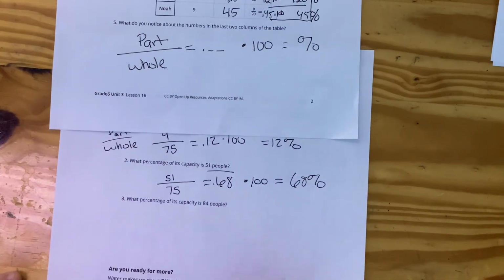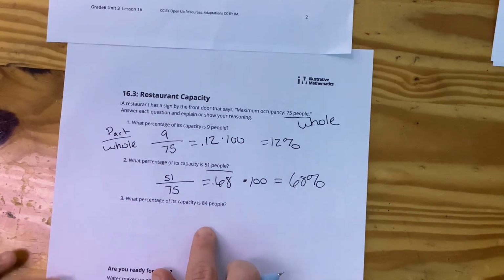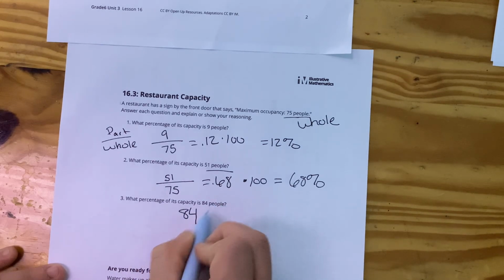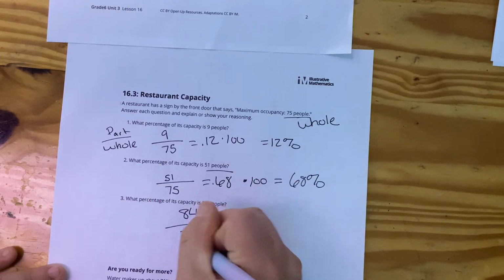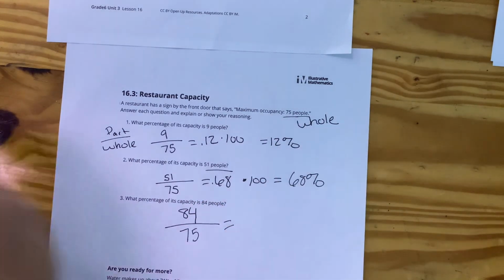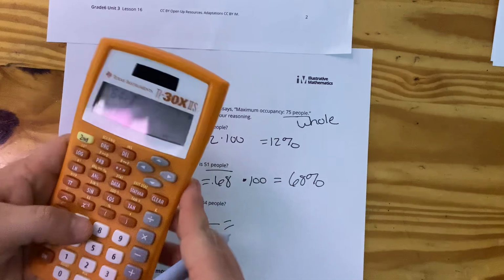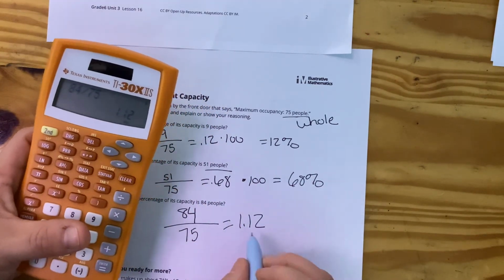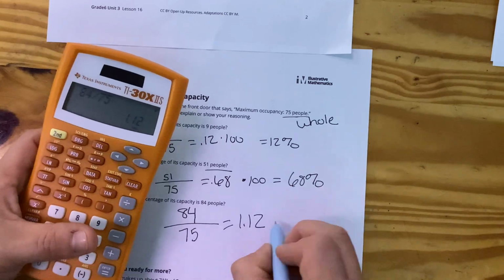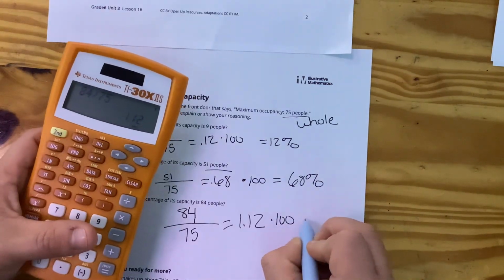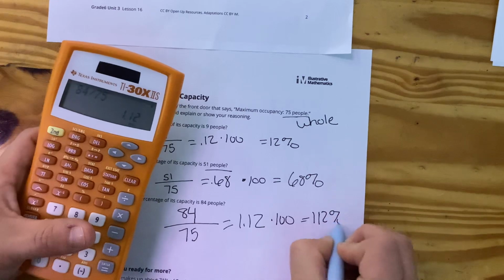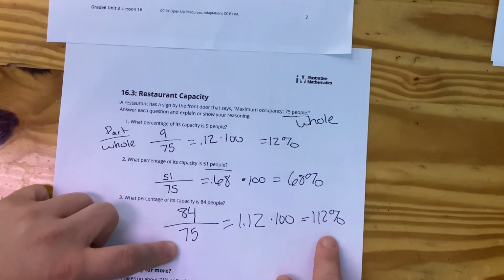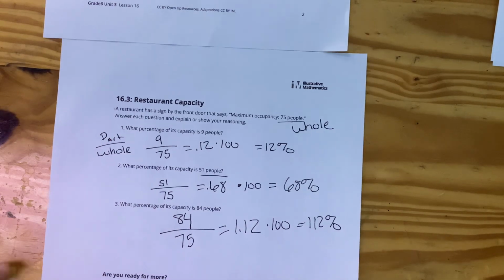Okay, last one. Let's try this one. What is 84 people? What percent is 84 people? 84 is our part. Even though it's bigger, our whole stays at 75 because it's consistent. 84 divided by 75, we get 1.12. That's our decimal. I need it to be a percent, so I multiply by 100, and we get 112%, which makes sense because this part is larger than our whole, so it makes sense that we're over 100%.